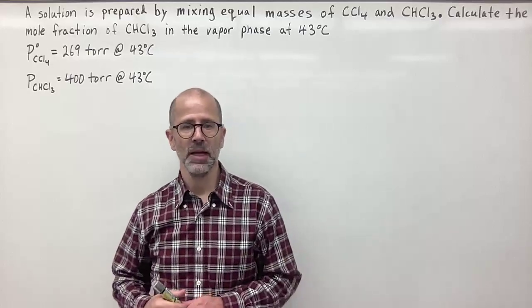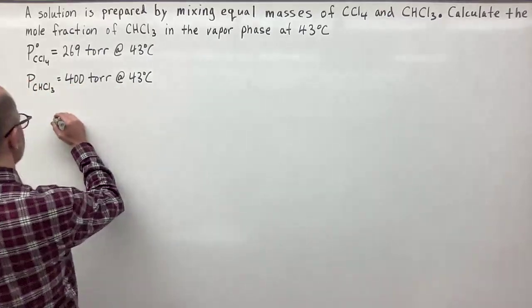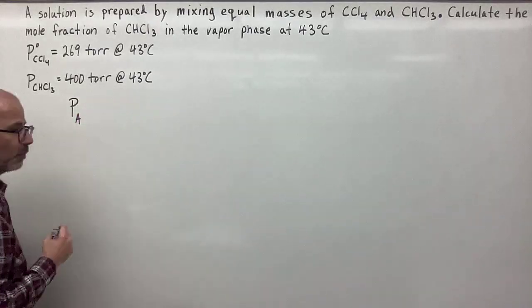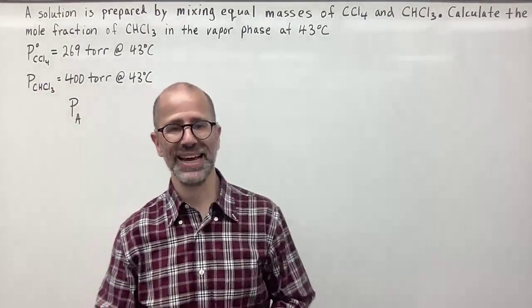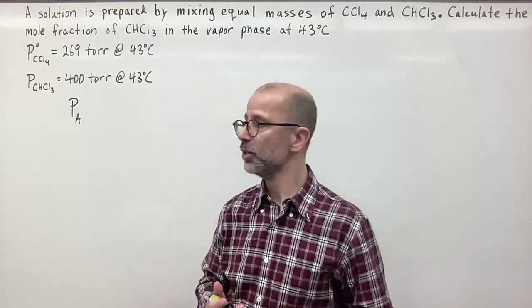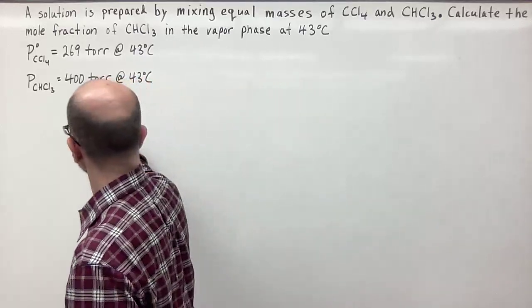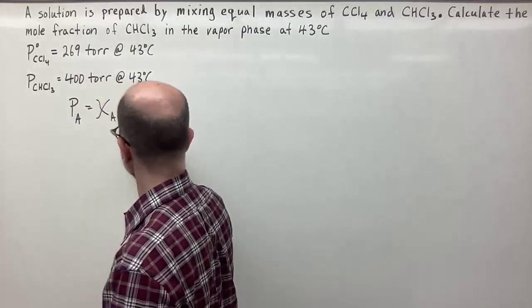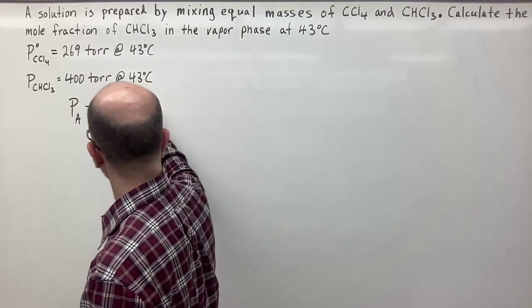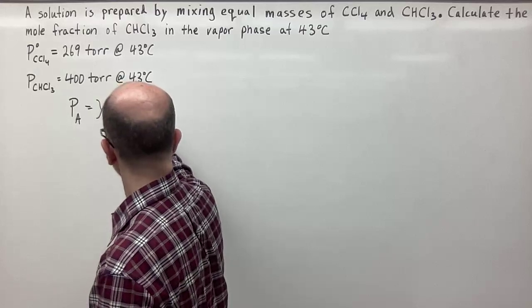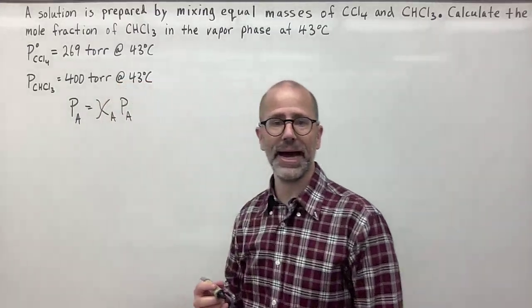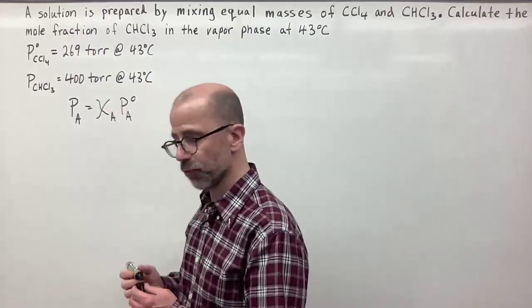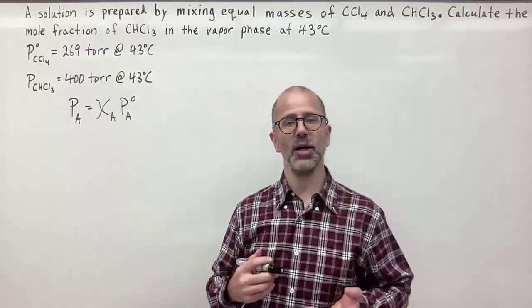Remember, Raoult's law is that the partial pressure of some substance A, like some solvent, is equal to the mole fraction of that solvent multiplied by the vapor pressure of the pure solvent. So that's what it would be for the pure solvent. We're going to use that to help us out.